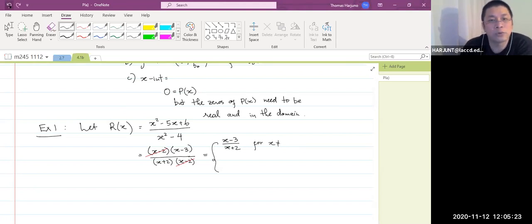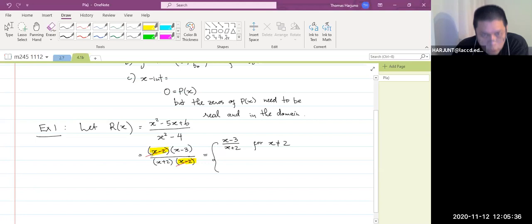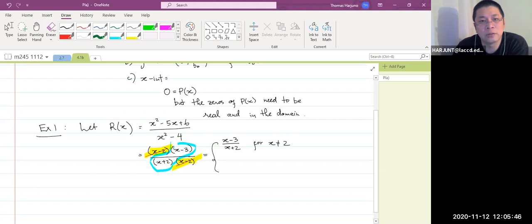Now, if x equals 2, then this part is 0. When x equals 2, this is 0, this is 0. Now, 0 over 0 is undefined. Okay, now as long as x is not equal to 2, then they are not 0, such that you can cancel them. That's how we come up with the simplified version, right? As long as x is not equal to 2. If x equals 2, then the rational function will be undefined.